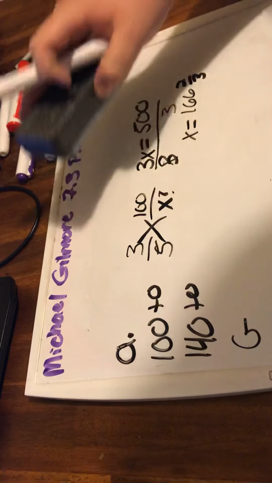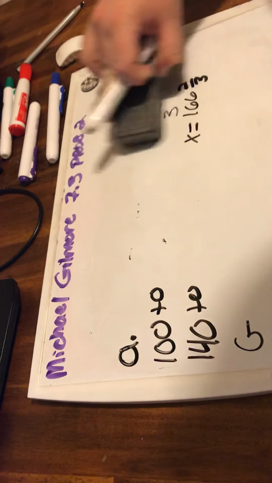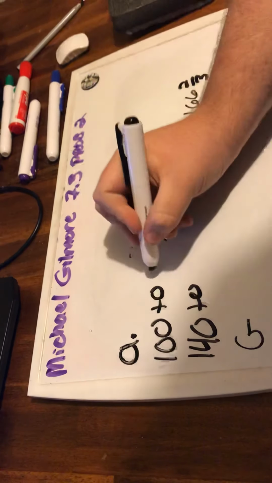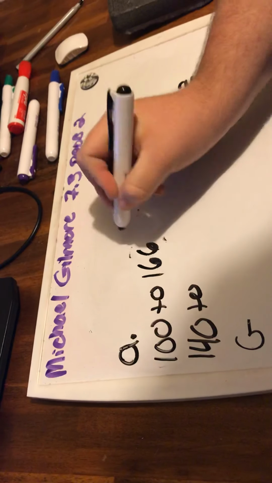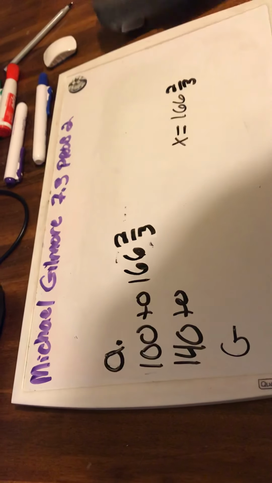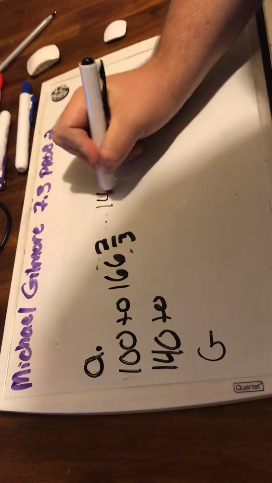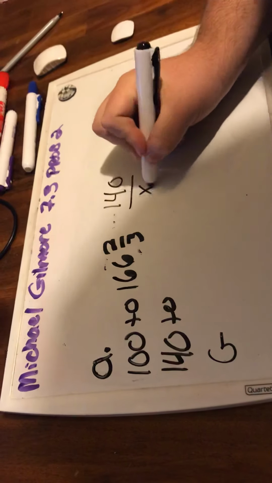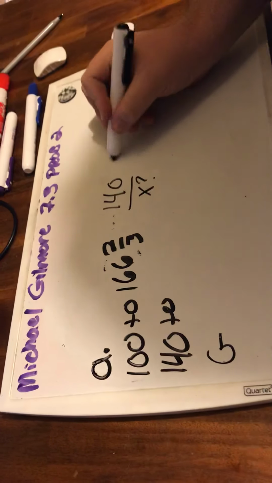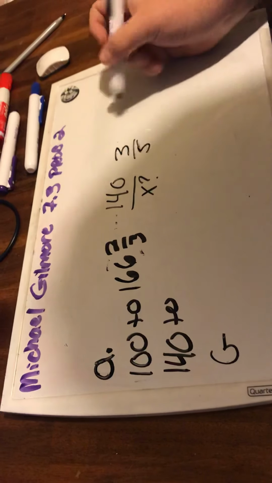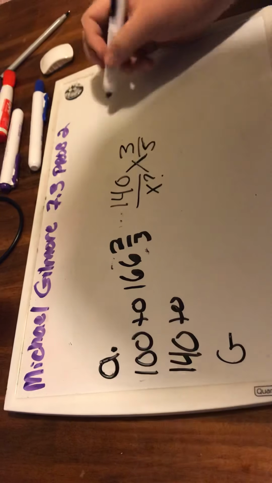So I'm going to erase all that. Just remember the 166 2/3, because that is what we're going to put next to our first ratio. Then we're going to do the exact same thing with 140 over our mystery component again, and we're going to put that next to the same 3/5 we've been using.